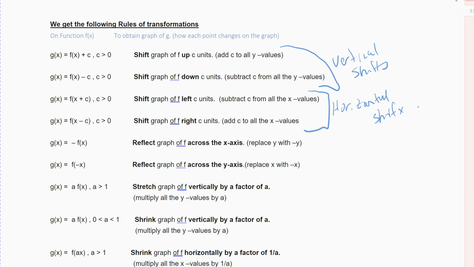Alright, reflections. It reflects about the x-axis. When you multiply the entire function by a -1, all of the y values get replaced with negative y values. And so these are my reflections. If I multiply by a negative inside, every single x value inside my function gets multiplied by a -1, it reflects across the y-axis. All of the x values get replaced by -x.